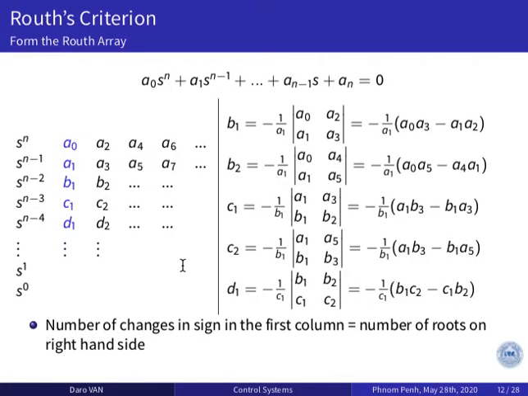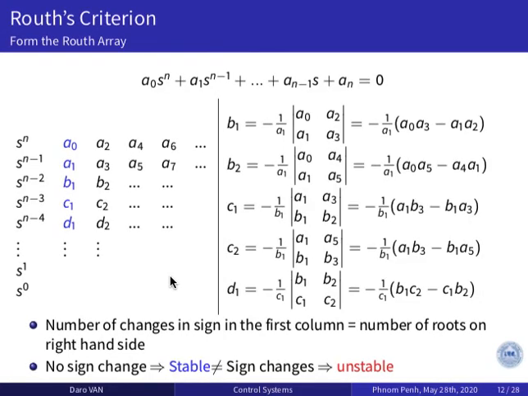And then next you need to count the number of changes in sign in the first column. The number of sign changes in the first column is equal to the number of roots on the right hand side. So if there is no sign change, then the system is stable. And if there are sign changes, then the system is unstable.